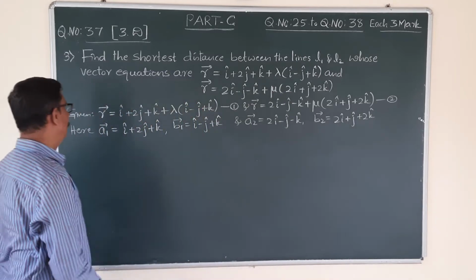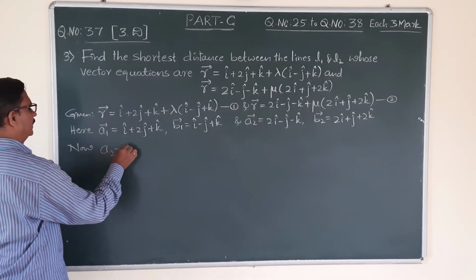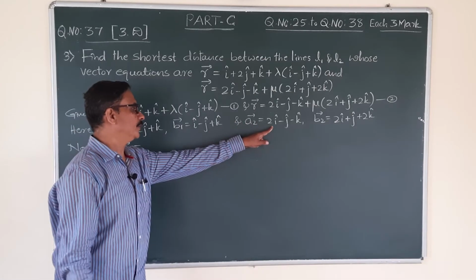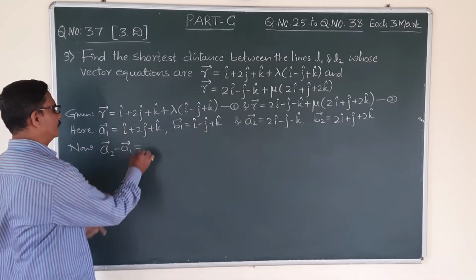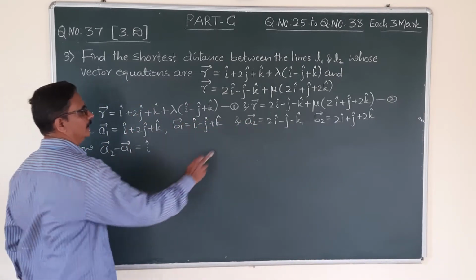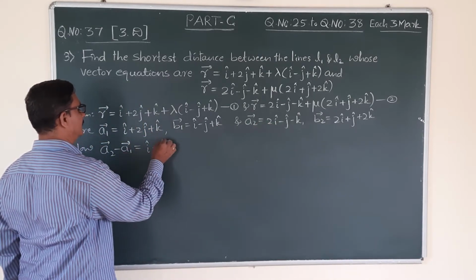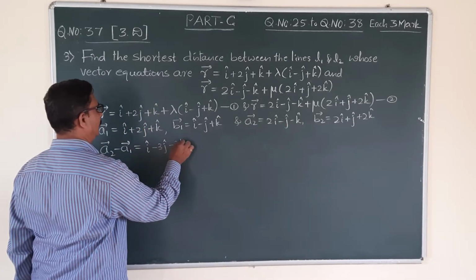Okay, now to find a2 minus a1, the vector a2 minus a1 is equal to the a2 vector minus the a1 vector, subtract: 2i minus 1i, minus j minus 2j is minus 3j, minus k minus k is minus 2k.